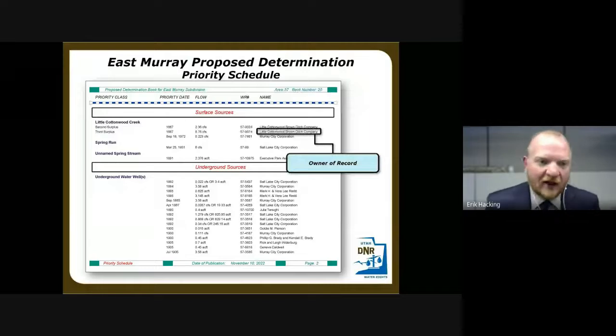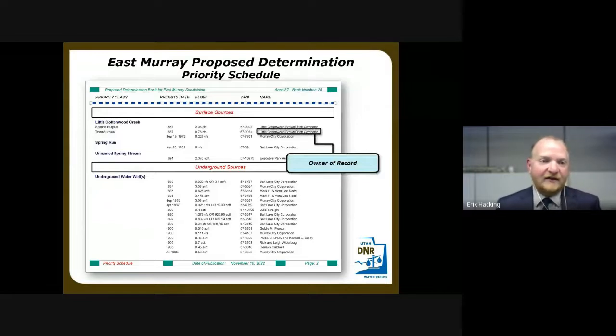All right, next we've got the owner of record, which for this case is Little Cottonwood Brown Ditch Company. Now, the important thing to know is that the county recorder's office is the official office of record for ownership. So if you are listed as the owner with the county recorder's office and you need to update title to one of these rights, our office is more than happy to help you with that. You're going to need to file what's called a report of conveyance, and we can get you updated.